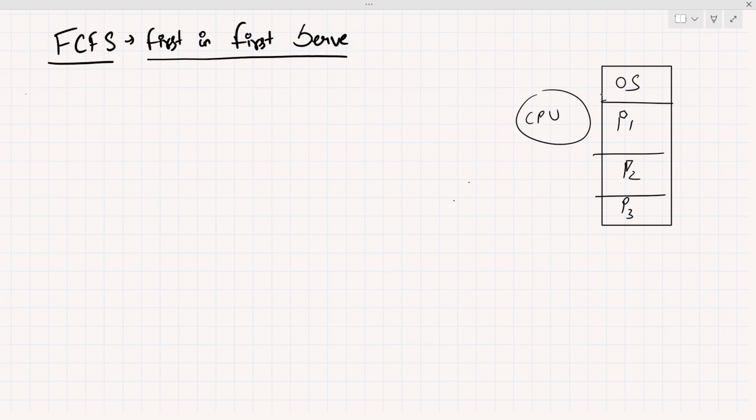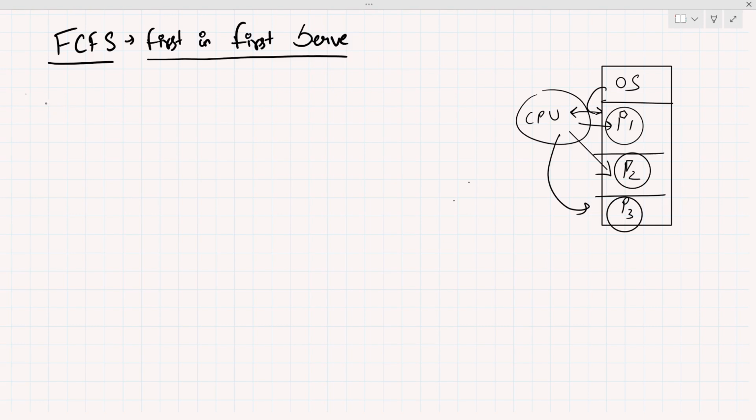In FCFS, the processes go to the CPU in an order. In an order means those processes who come first in the ready queue will get the CPU first. Let's say that P1 is the process who comes first, P2 comes second, and P3 comes third. So first of all, P1 gets the CPU first, then P2 gets the CPU second, and P3 gets the CPU third. Okay, so this is what first come first serve does.